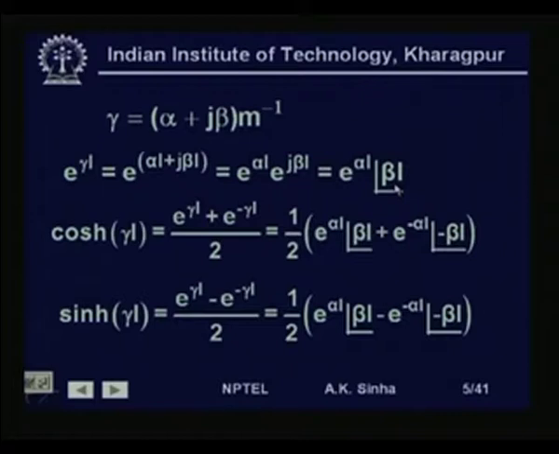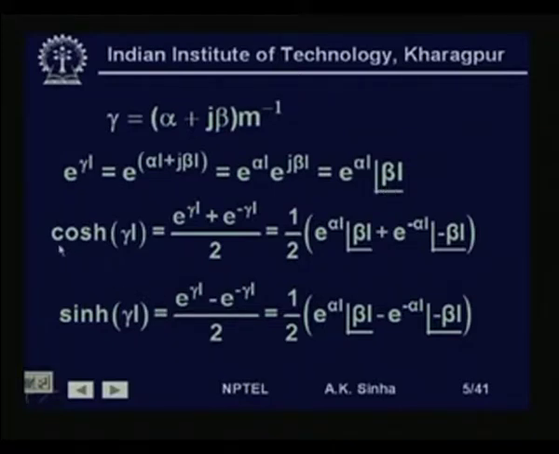Here alpha is called the attenuation constant of the line, and beta gives the phase angle, so it is called the phase constant of the line. So, the propagation constant has two terms: alpha, the attenuation constant, and beta, the phase constant.